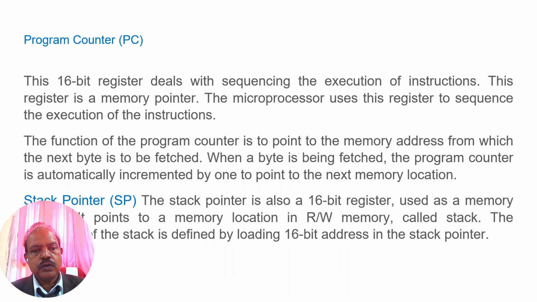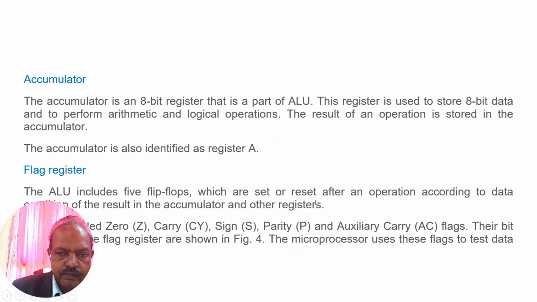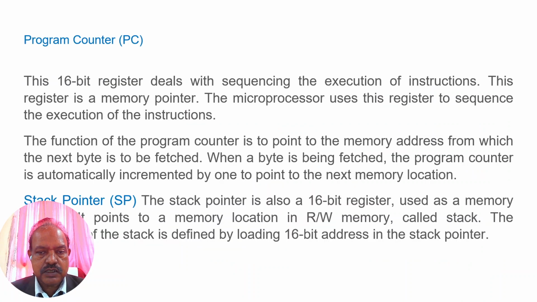Fine. Then we are going to the program counter. As you have seen in this diagram, the program counter is a 16-bit register. This one, at the bottom. Okay. So the program counter is a 16-bit register. It deals with sequencing the execution of instructions, which will come first, which will come second. So this is the sequence to be there. And this register is a memory pointer. So what is the meaning of memory pointer? It should be pointing to the starting point of that instruction, right? And the microprocessor uses this register to sequence the executions, which will come first, second, third. That sequencing is done by the program counter, pointing to the next instruction.